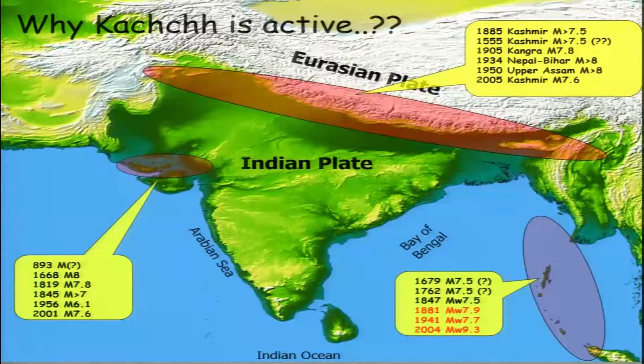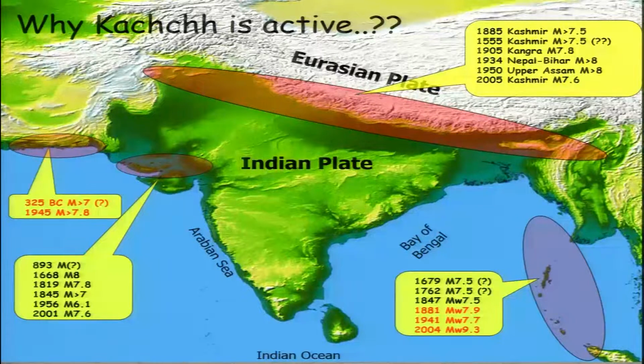So, if you go back into the history, based on the historical records and the geological or paleoseismic studies, we know that there were earthquakes in 1893, and 1668, 1819, 1845, 1956, and then 2001. The 1956 earthquake was 6.1, whereas the other earthquakes, if you see, are all greater than 7, or greater than 7.5.